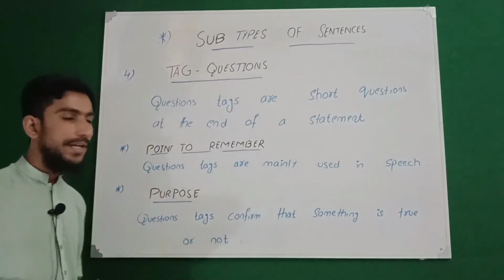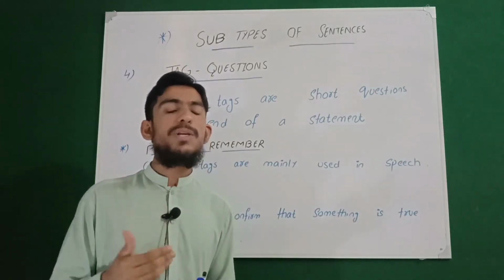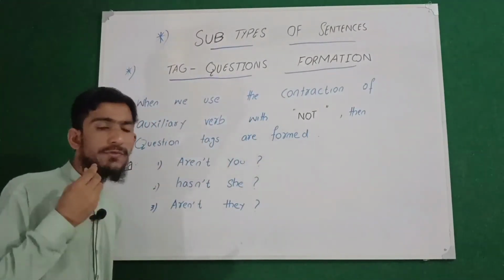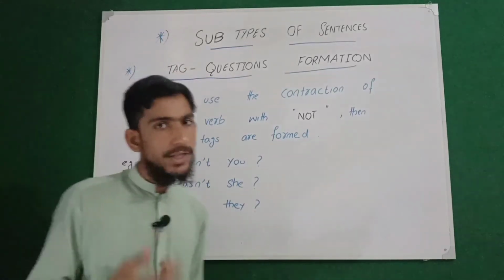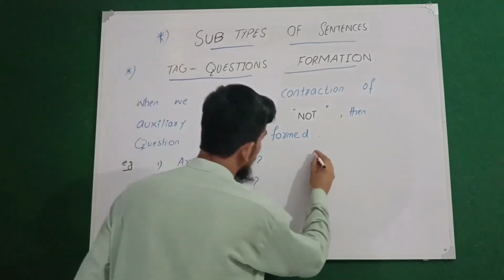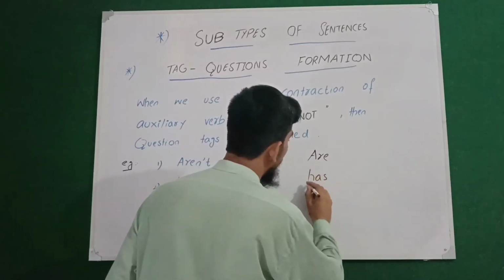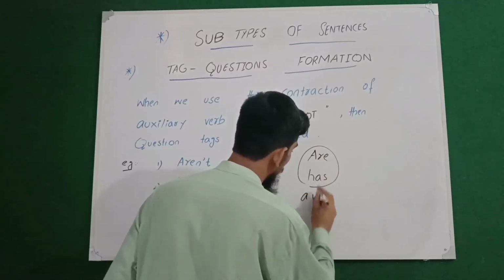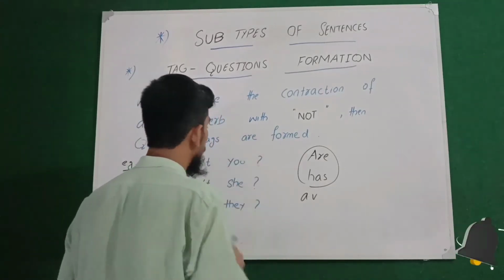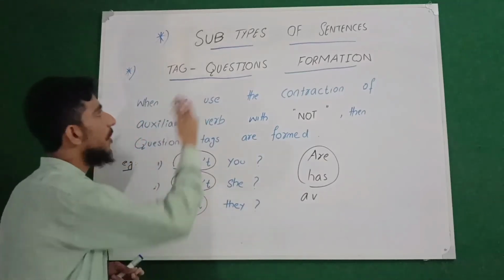Now what is the purpose of the question tag? A question tag basically confirms whether something is true or not. Now we will discuss how question tags are formed, the question tag formation. When we use the contraction of the auxiliary verb with not, then the question tags are formed. For example, are is basically a helping verb. Are, has, all these are auxiliary verbs.